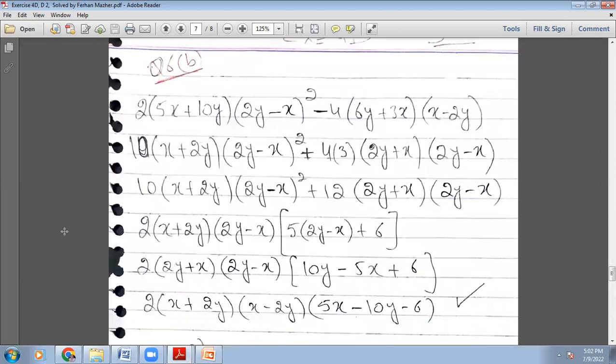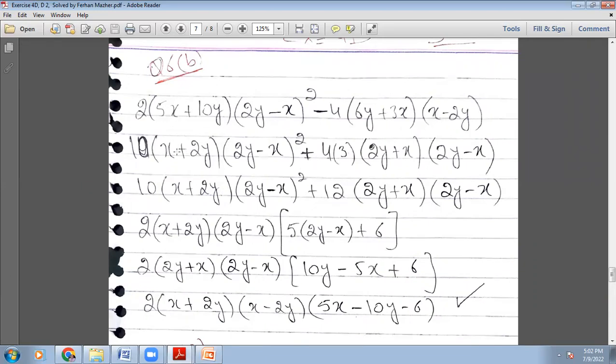Okay, so from this bracket, 5 can be taken as common. So when you take 5 out, this becomes 10. Here you're left with x. From here you are left with 2y, and 2y minus x whole square, same, minus 4. And from this bracket you can take 3 common. So you are left with 2y plus x. This is x minus 2y.